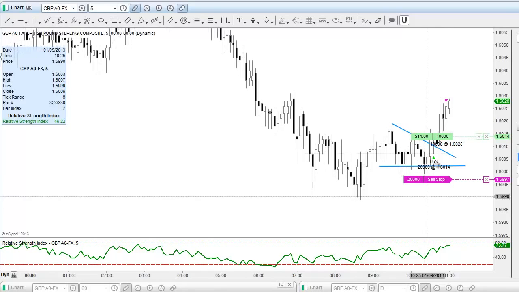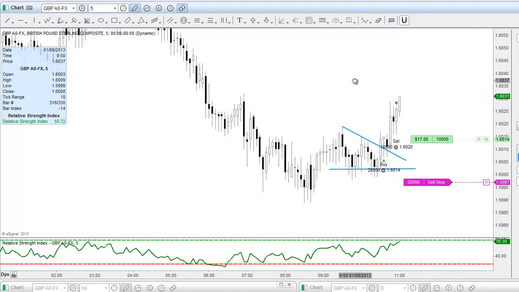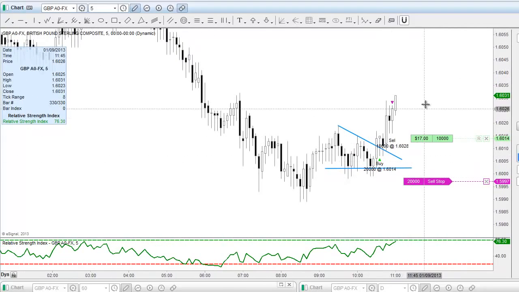All right, guys, target one was just hit, so a very nice little trade there from 14 to 28. About 12, 14 pips in there, something like that. And now the market's kind of starting to move here, and so I'm just going to trail my stop up.